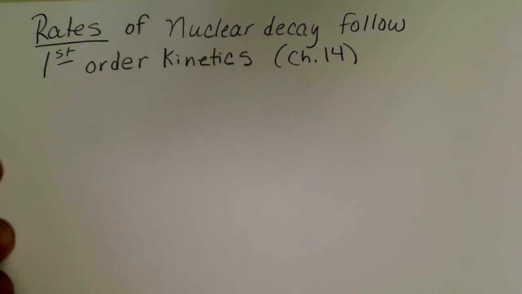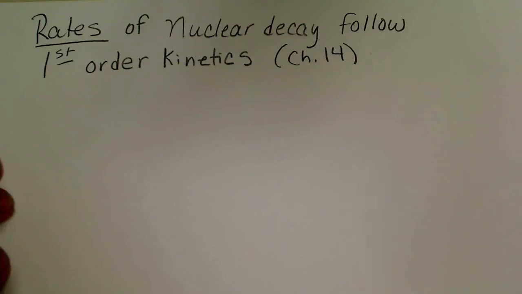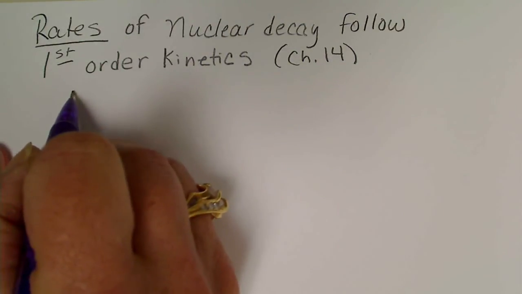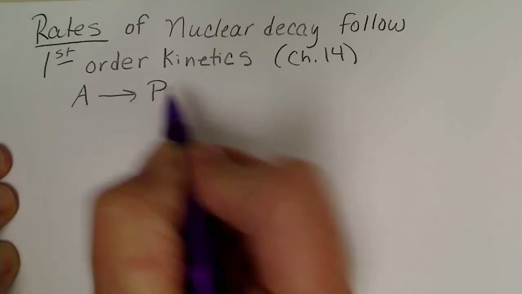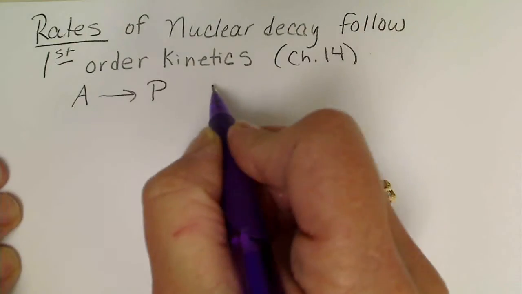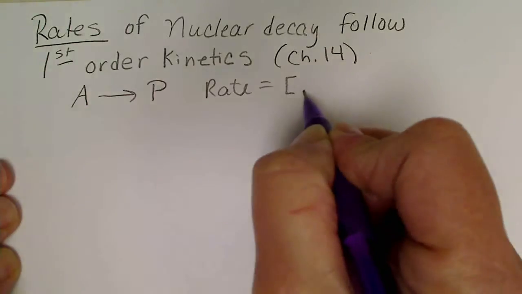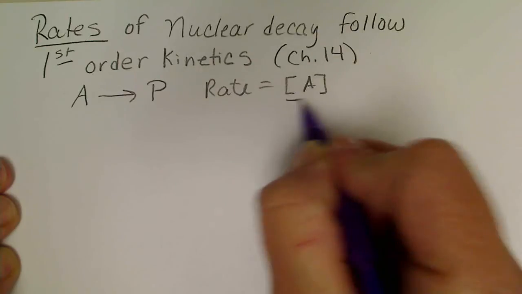Rates of nuclear decay follow first-order kinetics, and that was a topic that we discussed in Chapter 14, so you could go back and look at the Chapter 14 playlist if you wanted. And in Chapter 14, we were generally talking about some reactant A turning into a product where the rate that we were measuring was in concentration units, so the concentration of a dissolved compound per second.